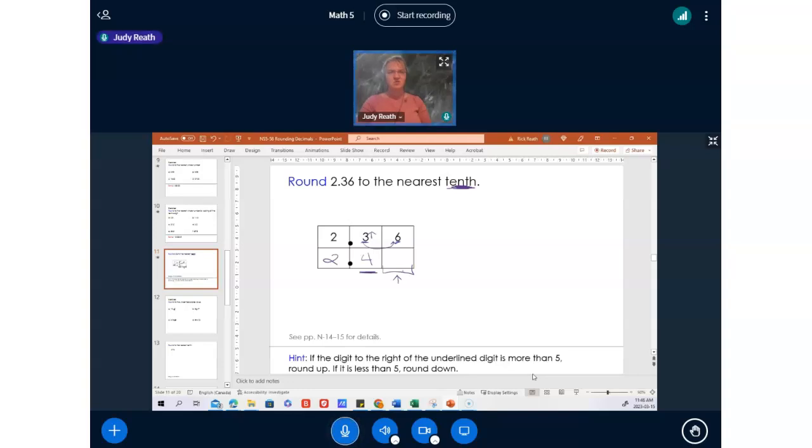That's different than when we're rounding to, for example, the nearest 10. If this number was 236, and we said round to the nearest tens, then we would round to 240, and we need to put that 0 there to show that it's 40 and not just 24, right? So like the hint says down there, if the digit next to the underlined digit is more than 5, round up. If it's less than 5, round down. It's the same rule, doesn't change.